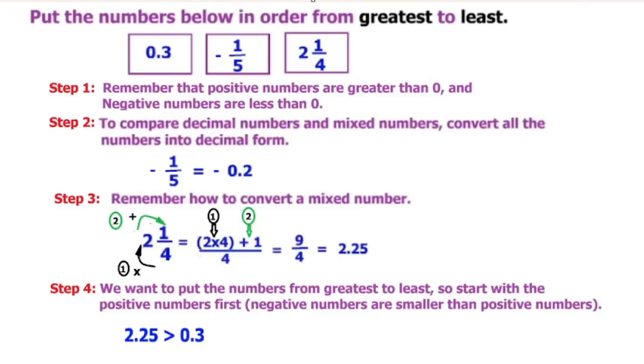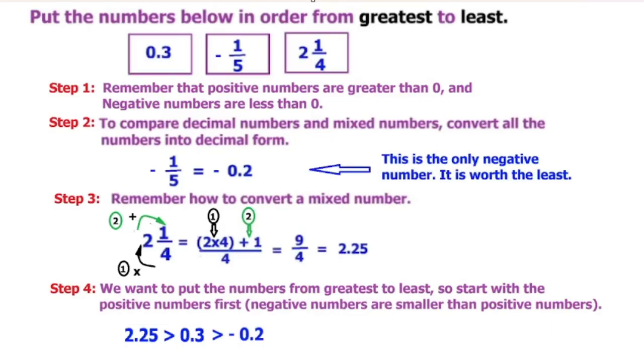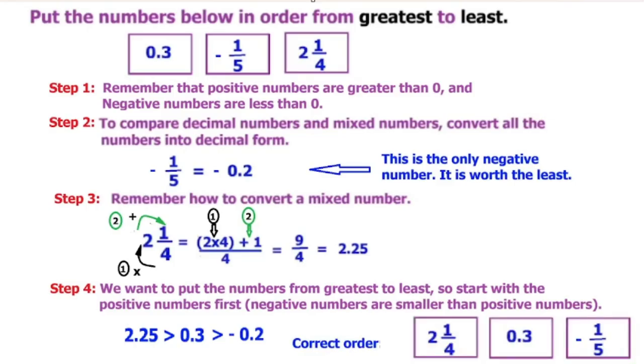Okay? So when we put them in order, because this is the only negative number, it is worth the least, so we know it goes last, right? So finally, the correct order is 2 1/4, 0.3, and -1/5. Okay, and that's the entire lesson.